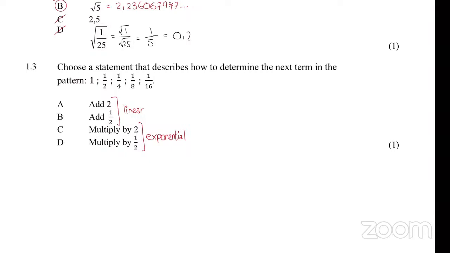Jeez, my memory. Give me 1 second. Let me double check that term for you guys. Okay, but yes, while I look for that, what do you guys think this answer is? How are we obtaining the next term in the pattern? Okay, we're saying D, so we're saying multiply by a half.